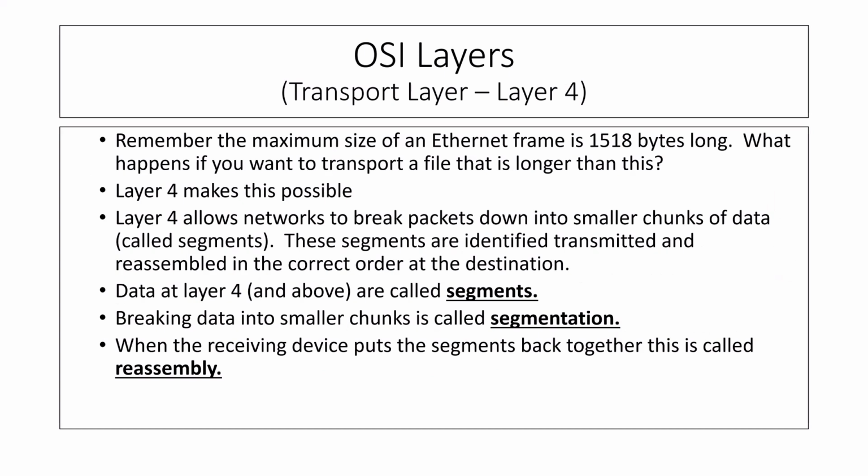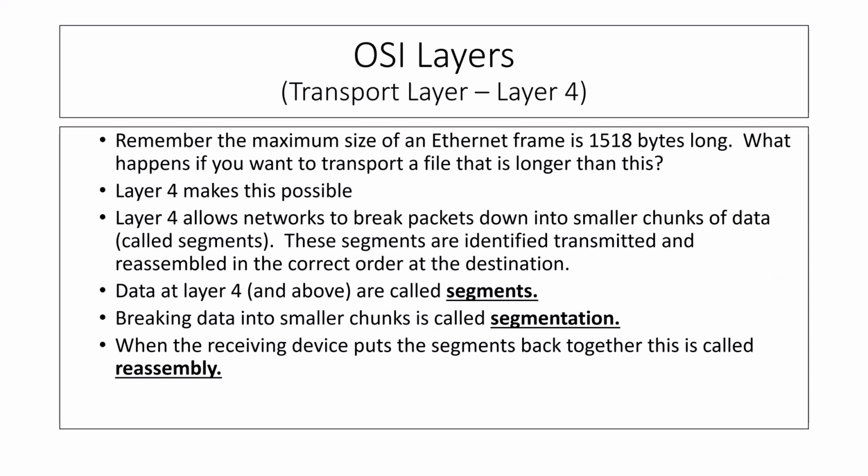So remember, we're working our way up the protocol stack to layer 4. Remember, our Ethernet frame is 1,518 bytes long. So what happens if you have data that's larger than that? How do you transmit across that network? Layer 4 makes this possible. Layer 4 allows us to break these packets down into smaller chunks of data called segments. Remember, at layer 2 we had frames, layer 3 is packets, and layer 4 and above are all called segments.